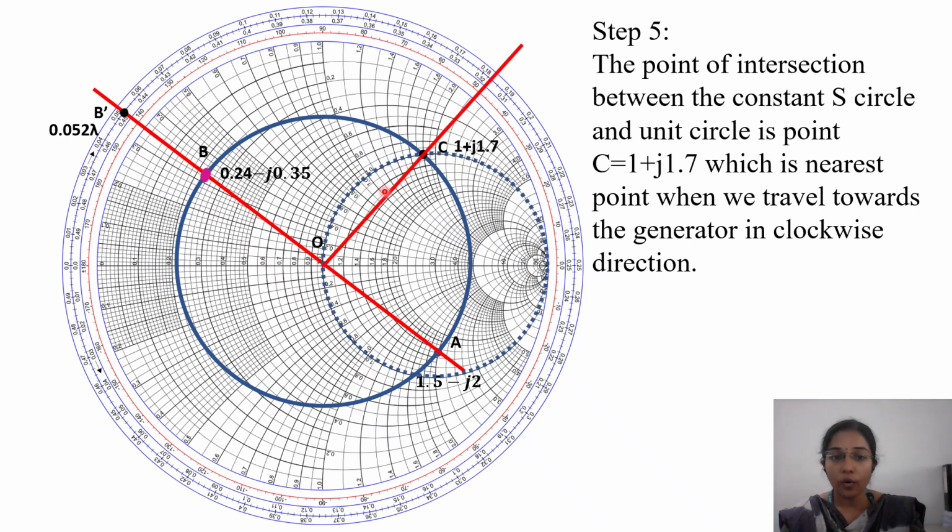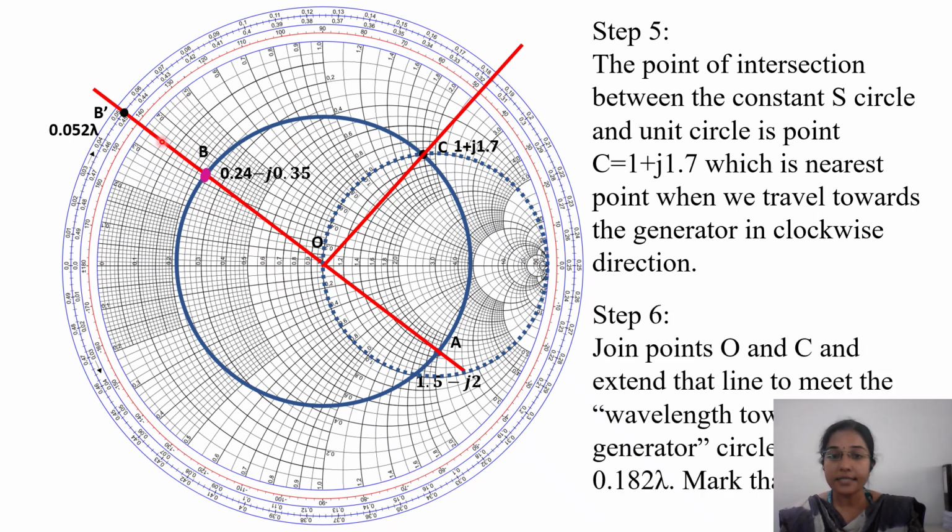Okay. Now I have to join my center O and this C point, and extend that line to the outermost circle of my Smith chart, like how we did for this admittance line. Once that is done, I have to mark the value of this extended line in the wavelength towards generator circle. So here if you see, the value is 0.182 lambda, and that point is given as C dash.